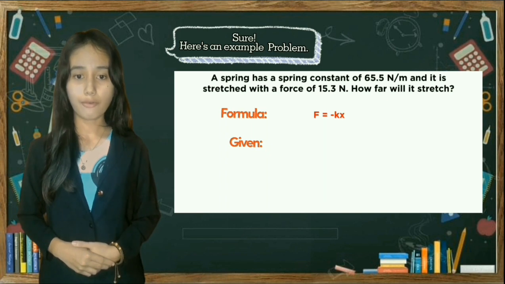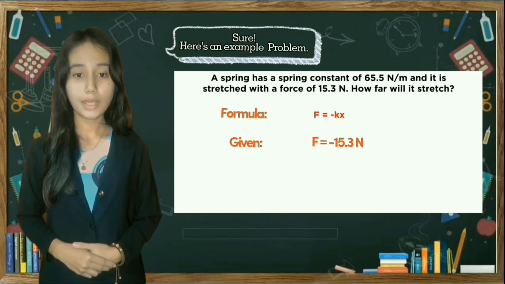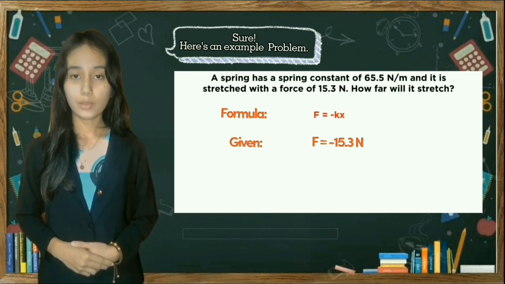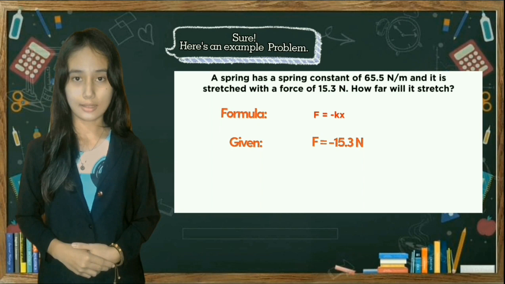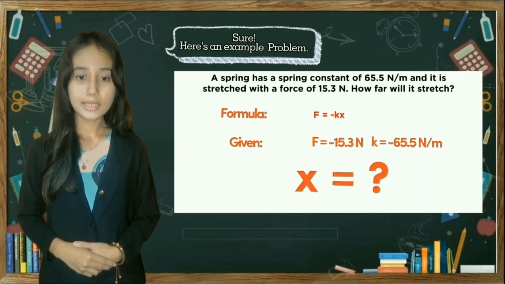So we have F, or force, is equal to negative 15.3 Newton. Note that it became negative because it acts in the opposite direction to the displacement. Then we have k, or the constant, which is equal to 65.5 Newton per meter. So, x is what we are looking for.